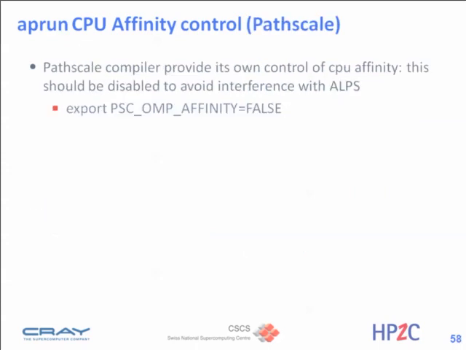If you compile with PathScale, you need to be aware that the PathScale compiler is trying to set its own affinity policy. And this may conflict with what AP-Run is doing. So what you want to do if you are compiling with PathScale is to disable the PathScale policy and let AP-Run take control of the affinity policy. Okay? So running an OpenMP application compiled by PathScale, you'd better specify this environment variable.